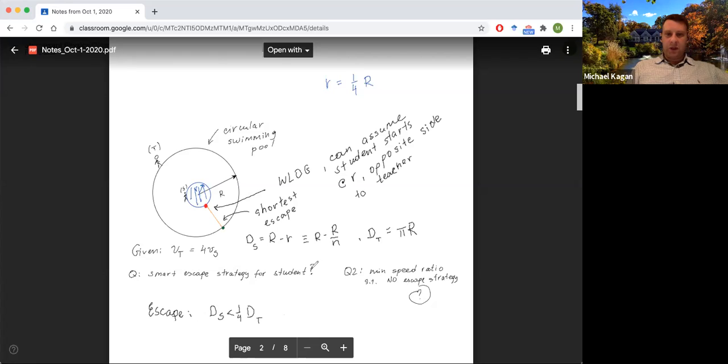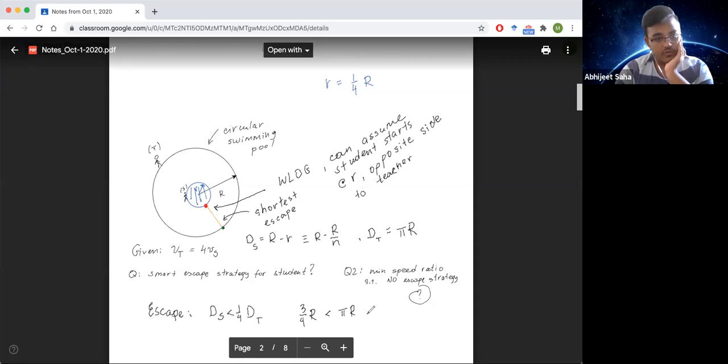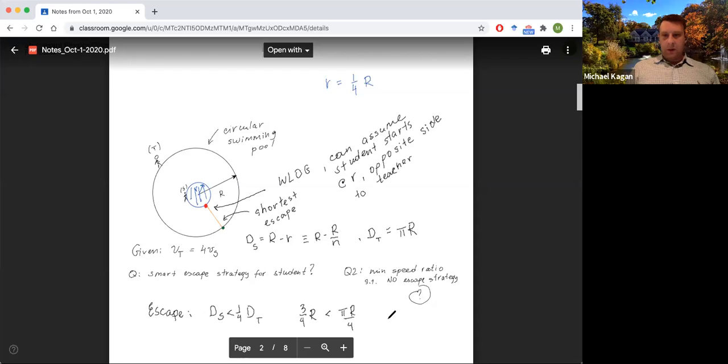But anyhow, to finish this off, I'm going to put n equal 4 now. So we got 3/4 of r less than pi r over 4. And indeed this works, right? Because 3 is less than pi.